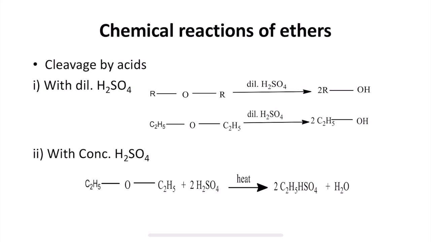Ethers are readily attacked by concentrated hydroiodic acid and hydrobromic acid. The product obtained depends on the temperature of the reaction. So these are the chemical reactions of ethers, that is, cleavage by acids. This is how the cleavage by acids takes place in the case of ethers. That is, when an ether is heated with dilute sulfuric acid, it forms the corresponding alcohols, whereas when it is treated with concentrated sulfuric acid with a certain amount of heat, it forms alkyl hydrogen sulfates.